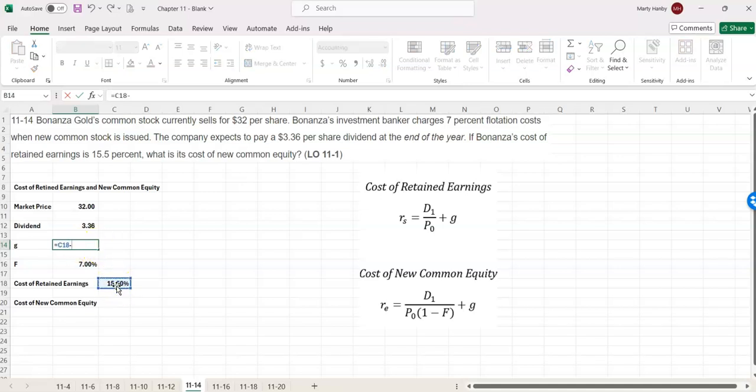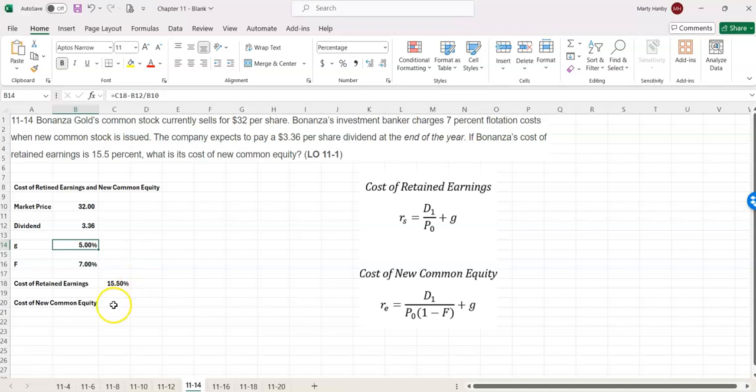15.5% minus the $3.36 divided by the $32. So the dividend divided by the market price. So I'm going to format that as a percent. So the growth rate here is 5%.